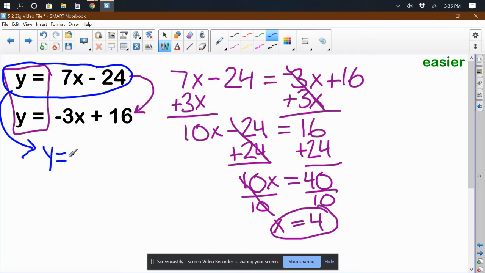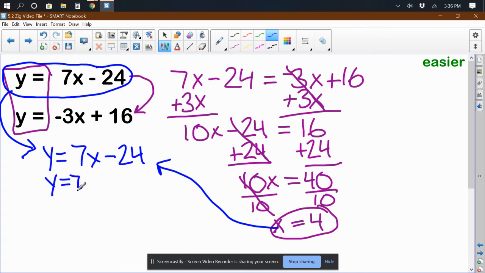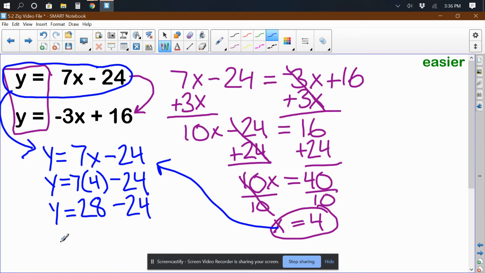So we have y equals 7x minus 24. However, we now know that x equals 4. So it really turns into y equals 7 times 4 minus 24. 7 times 4 is 28, minus the 24 gives us a final value for y of 4. So the final answer for this system of equations is 4, 4. And how you write that is as an ordered pair. So we have 4, 4.